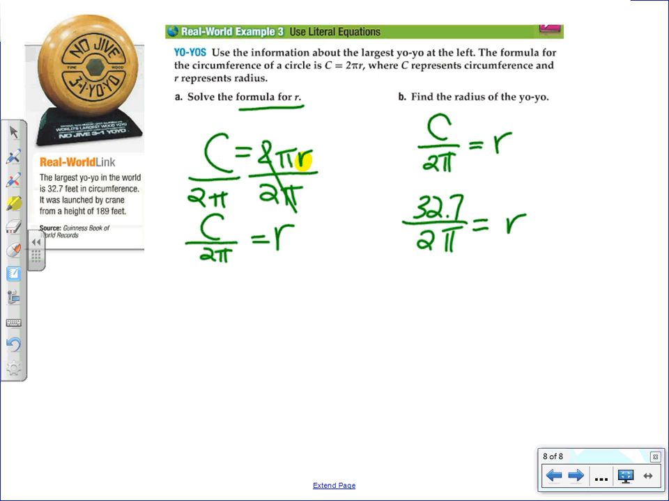All right? So you'd punch that into your calculator, 32.7 divided by 2 pi, and you would get that the radius is approximately 5.2, where are we? What are we? Feet. And we use our approximately sign, and that's approximately what the radius equals. So there's a way you would apply that where you isolate an equation for a certain variable. That is it. That's a nice short lesson.